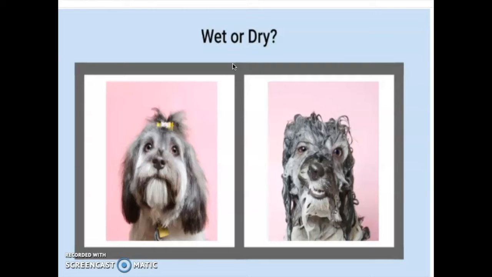The opposite of wet is dry. When water gets on something, it makes it wet. This dog is, what is she? Is she wet or dry? That's right, she's dry. And this dog is wet. How can you tell this dog is wet? That's right, you can see little drops on its fur, and its fur is all stuck together. You can tell it's wet.